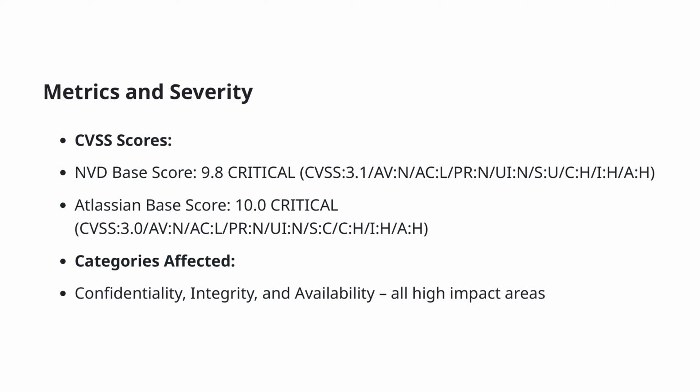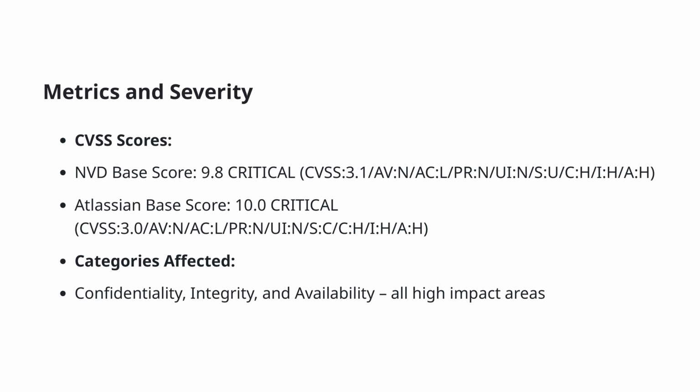The current slide focuses on the metrics and severity of the vulnerability we are discussing. This particular issue holds a very high risk, indicated by the CVSS scores. From the National Vulnerability Database, NVD, the base score is a critical 9.8, highlighting the dire implications of this vulnerability. The breakdown includes considerations like network access, low attack complexity, no required privileges, and no user interaction, with a high impact on confidentiality, integrity, and availability.